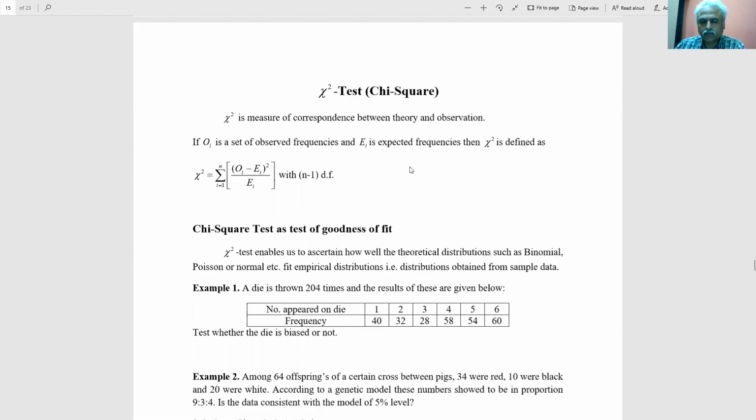Very, very useful test. Now there are two types of data. One is the practically observed frequency, that is observed O. The other is the theoretically estimated frequency, E. Using these for a sample of size n, we find some statistic. This symbol itself is chi-square. It is not a square term. The symbol itself is chi-square, pronounced as chi-square.